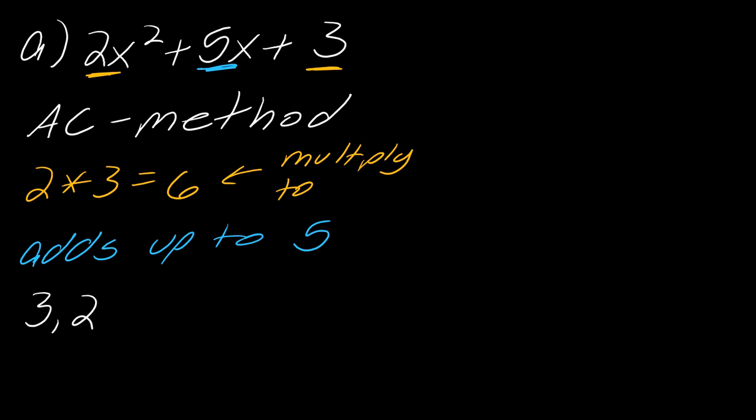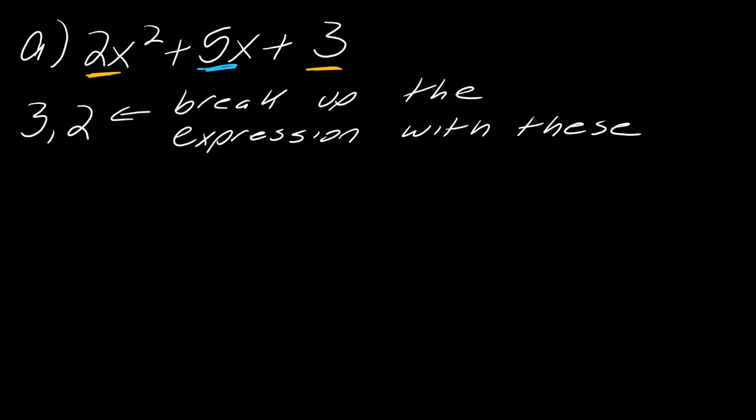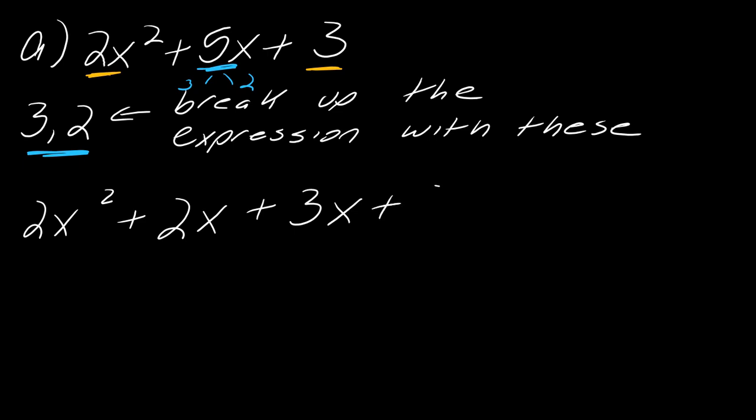So now what we have to do is break up the expression with these numbers. Okay, so what does that mean? Let me clear a little space here. What I'm going to do is break up the middle term now into this 3 and this 2. So I'll write this as 2x squared plus 2x plus 3x plus 3.